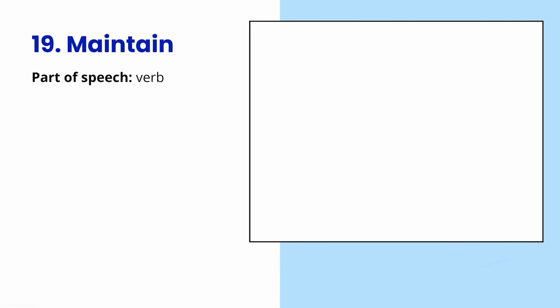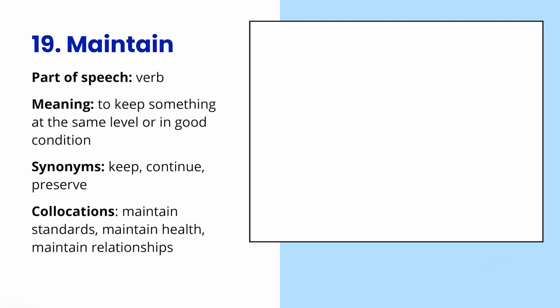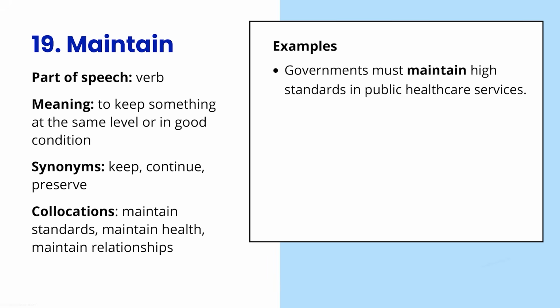Let's move on to 19, which is maintain. Maintain is a verb, and it means to keep something at the same level or in good condition. Synonyms: keep, continue, preserve. Collocations: maintain standards. So this means to keep the standards at the same level or at a good level. Maintain health. So again, this means to keep health at the same level. Maintain relationships. So to keep our relationships in good condition.